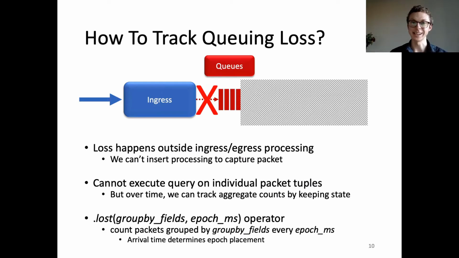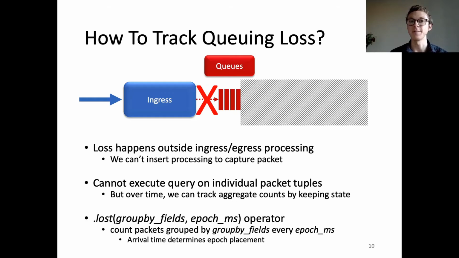Now let's handle the case of queuing loss. When a packet tries to enter the queues, it does so after ingress processing has fully completed. That means that when the packet is lost due to a full queue, we don't have a programmable hook into the switch to capture the packet at the time it is lost. This makes it difficult to track individual packet tuples that experience queuing loss.